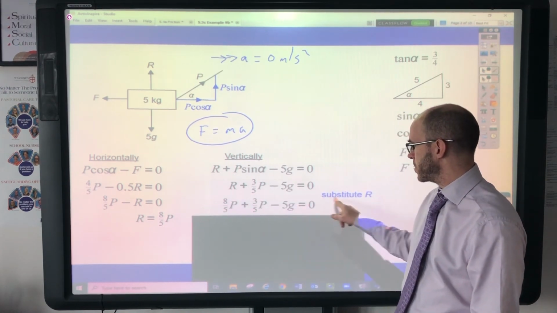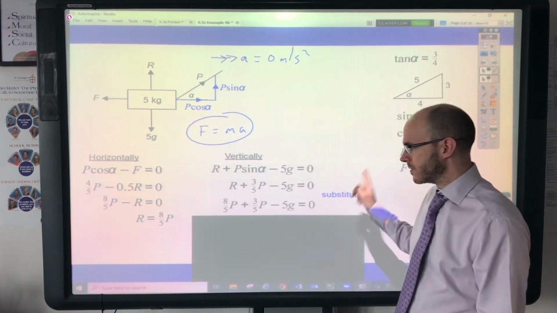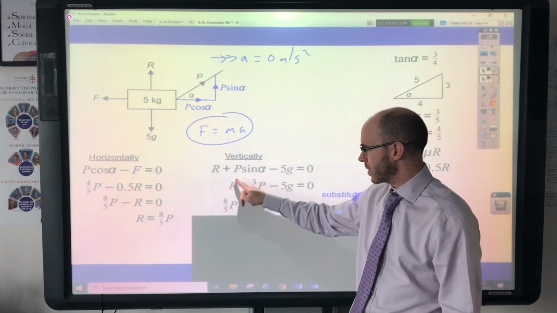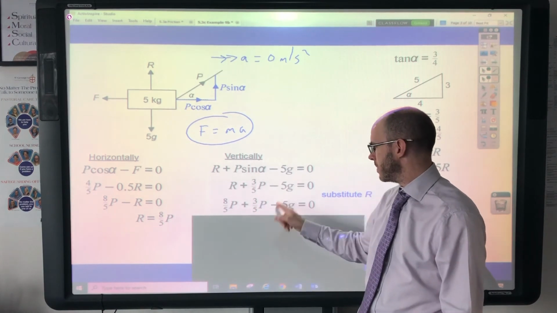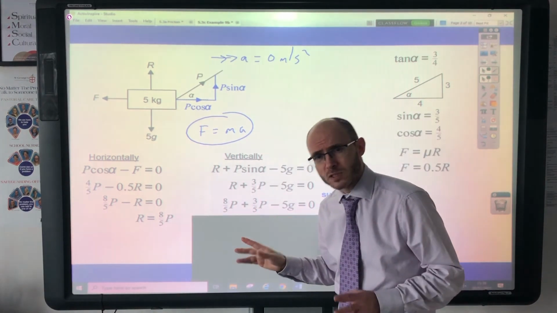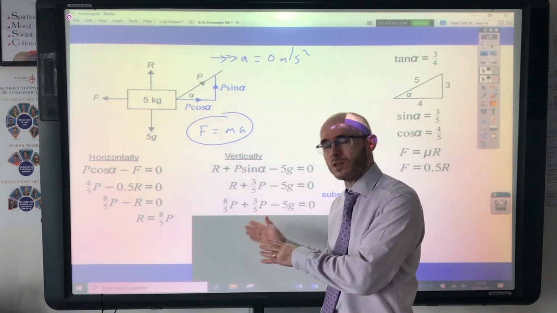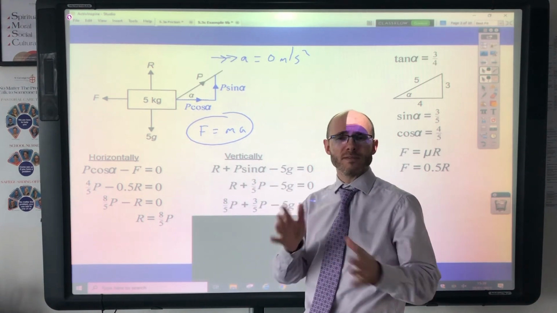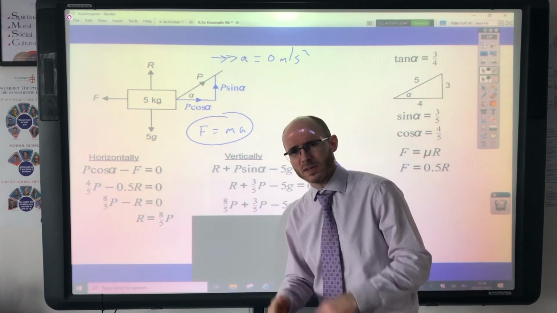And then you can see that I put in blue the helpful note there. This is when you can substitute R, you see. And you substitute R in place of that. So you've got 8/5 P plus 3/5 P minus 5g. That's great, because now you've got an equation with one unknown. You can now solve it and work out that value of P, and answer the question: what is the value of P that's needed for this thing to start moving?